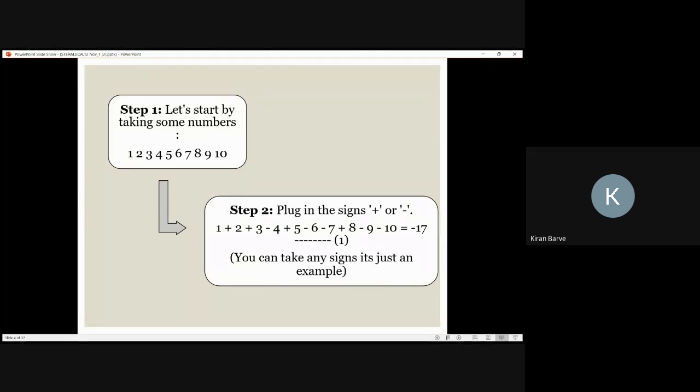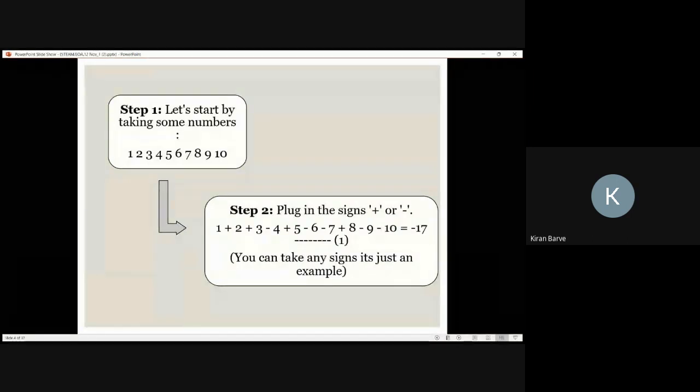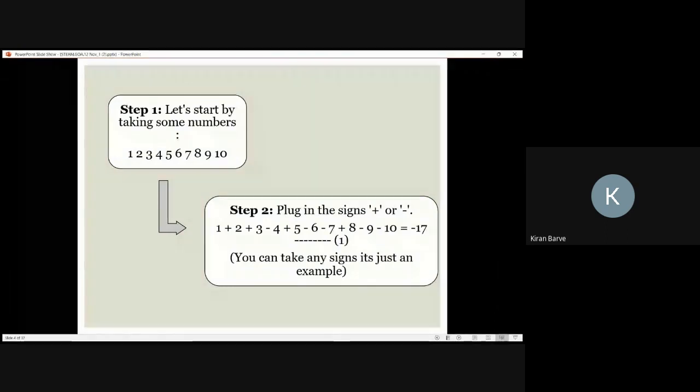So let me try to do it. I have inserted plus after 1, plus after 2, plus after 3, minus, plus between 4 and 5, then minus 6, minus 7, plus 8, minus 9, minus 10. This gives me minus 17. So you can take any signs. It's just an example. Next.